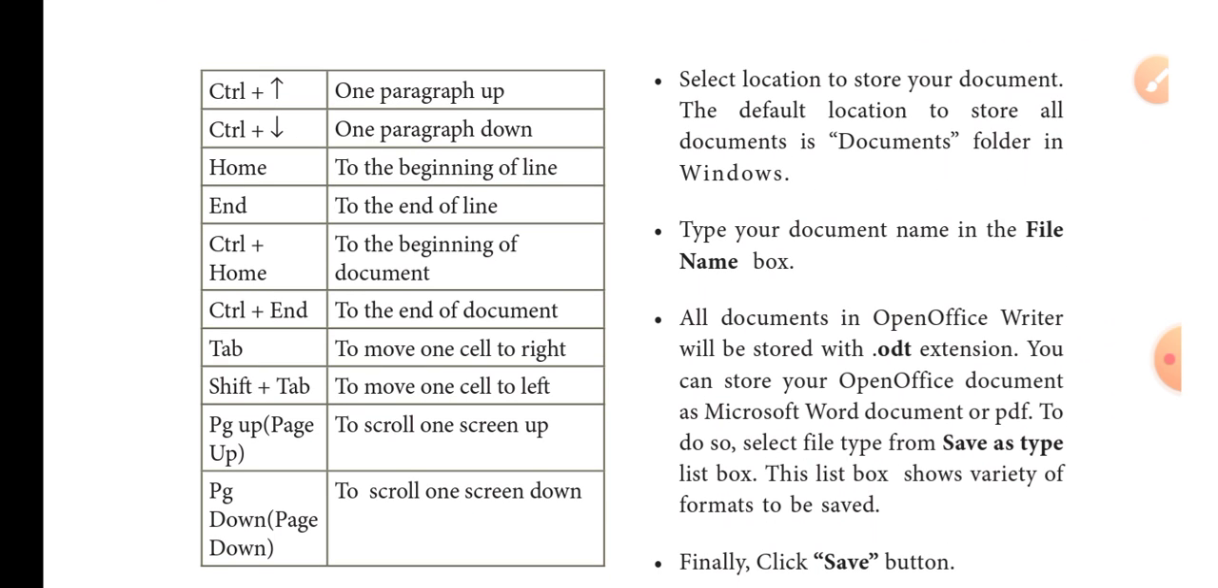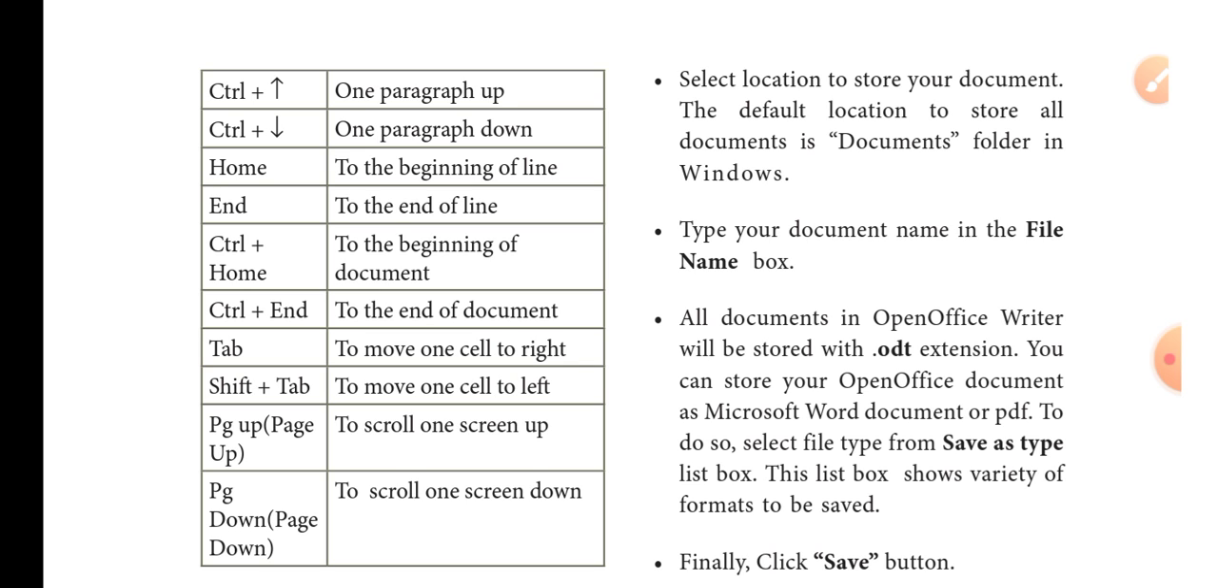Then control plus up arrow moves one paragraph up. If you want to go to the previous paragraph, simply press control plus up arrow. The insertion pointer goes to the previous paragraph, not the previous line. The same thing, with control plus down arrow, the insertion pointer is going to move to the next paragraph, not the next line. Then some other keys on the keyboard: home, end.